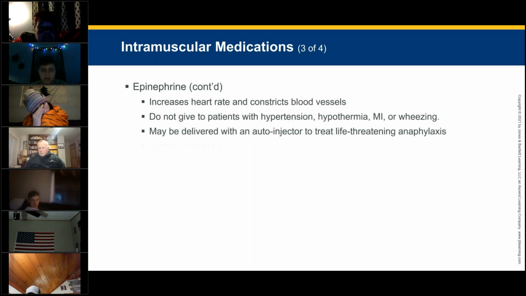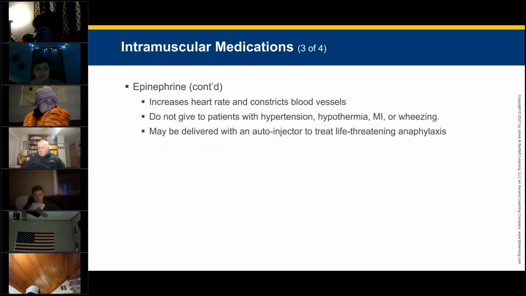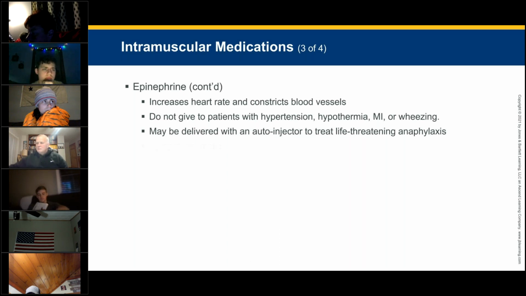So the characteristics of this medication: it's secreted naturally by your adrenal glands. It dilates the passages in your lungs. It constricts your blood vessels, causing increased blood pressure. It increases your heart rate and your blood pressure. It should be given only to patients who are experiencing a life-threatening allergic reaction.